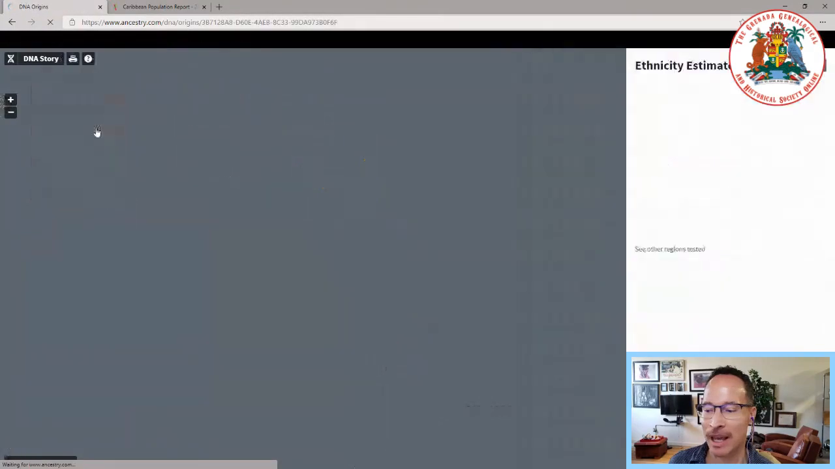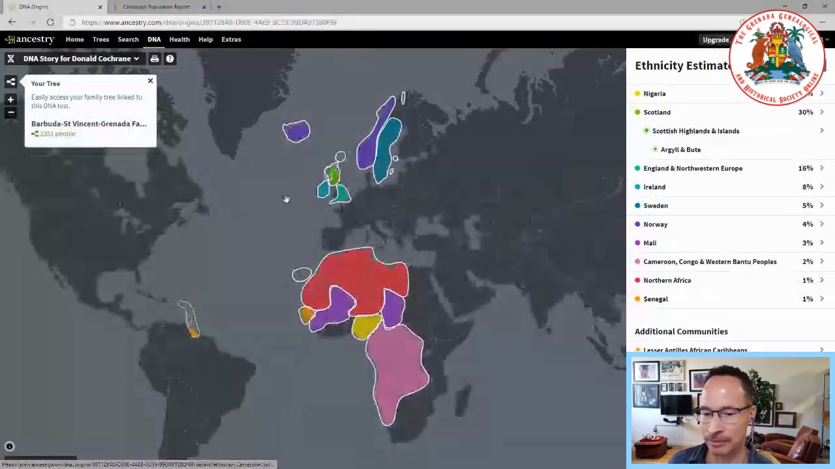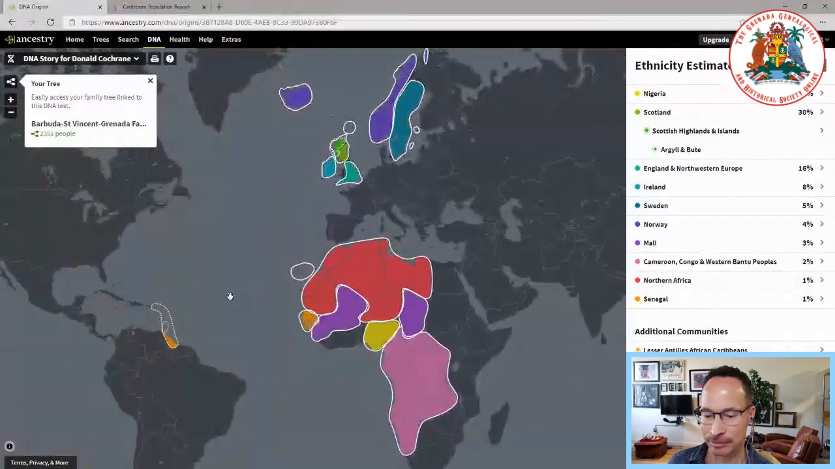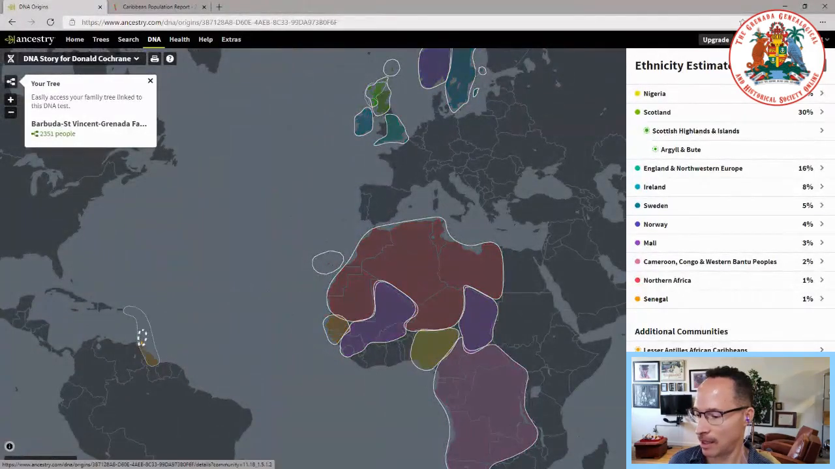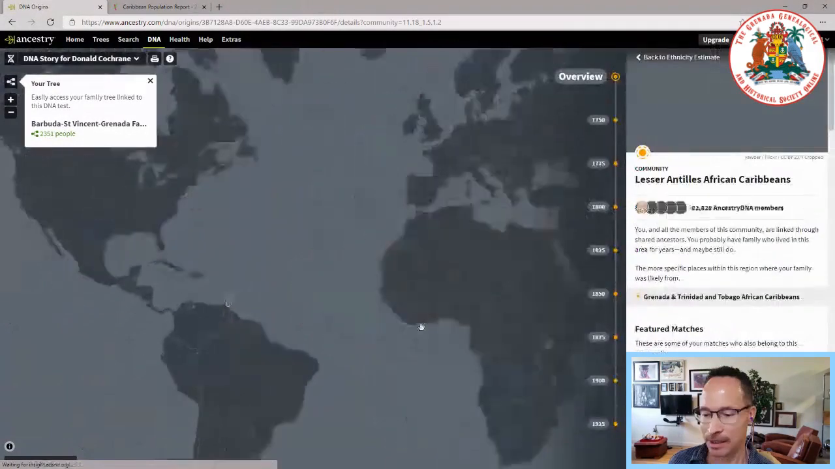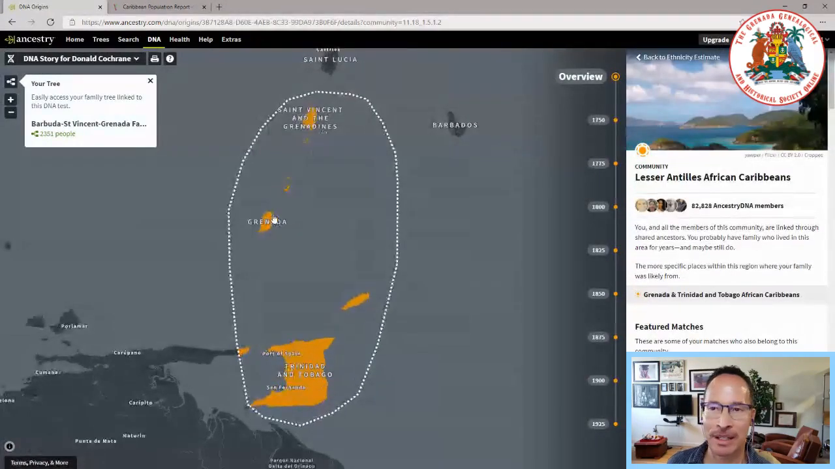And my dad is saying St. Vincent and the Grenadines. His mother is from here. His father is from here. A lot of people, including members of my family, did emigrate to Trinidad. So this is highly accurate.